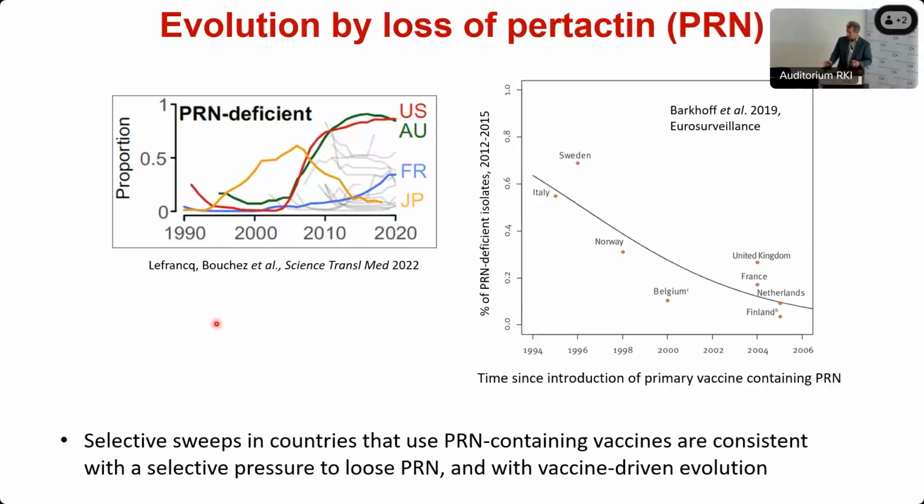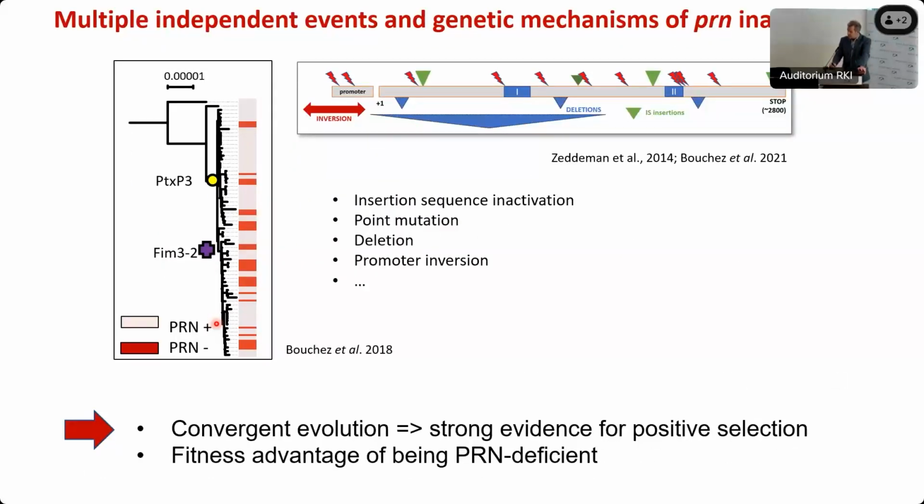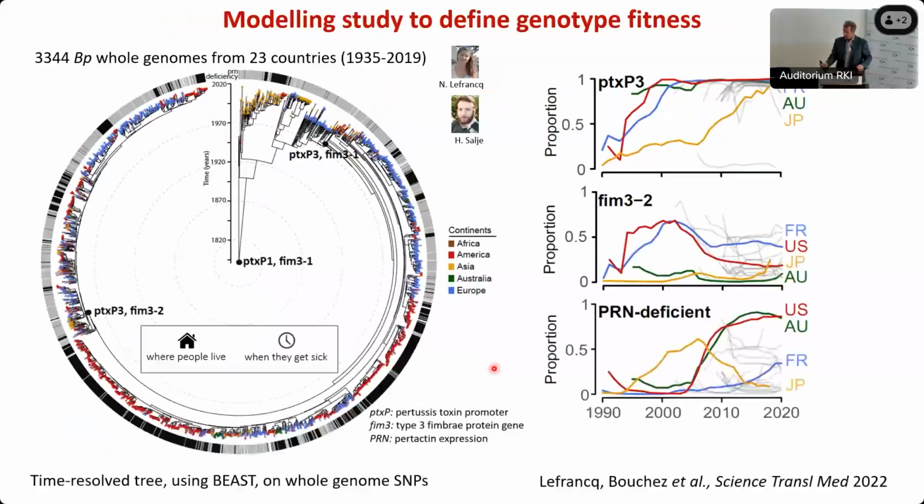And so this is strong evidence that pertactin is selected against in populations where acellular vaccines, which contain pertactin, are used. Another evidence is phylogenetic evidence. This is data from France, but there is a lot of other evidence now. Pertactin has been disrupted in Bordetella pertussis by many different genetic events independently in the phylogeny, as you can see here in red. This is also strong evidence of parallelism in the evolution of Bordetella, highlighting a very strong fitness advantage of being pertactin deficient. So that's probably a very, very strong case.